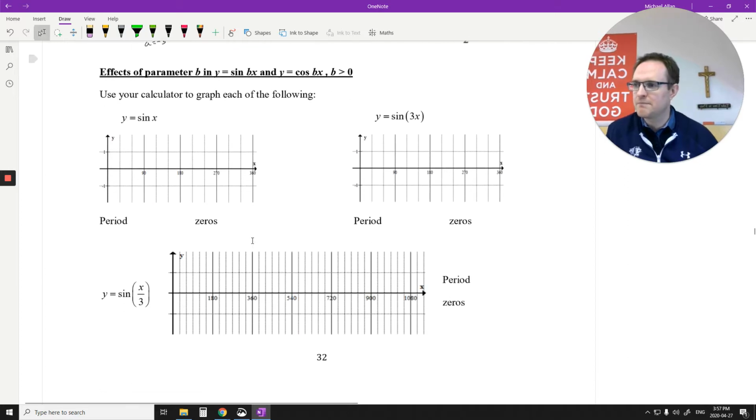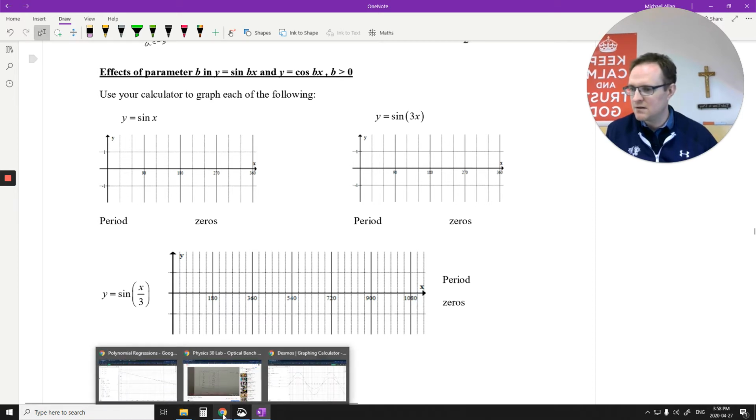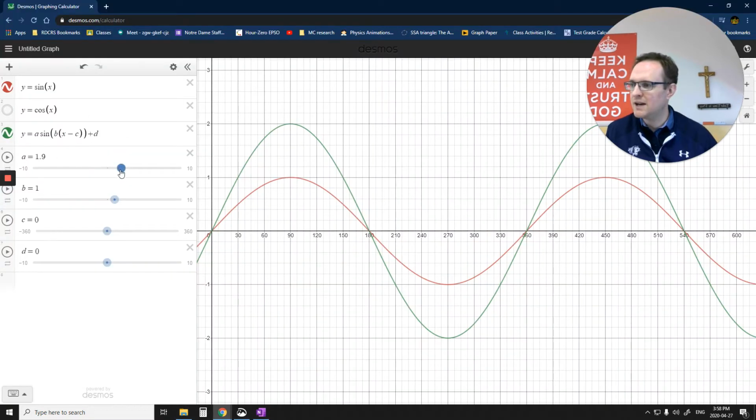This repeats. Okay, so let's see what the B does to these graphs now. Let's go back here. Let's put my A value back to 1.